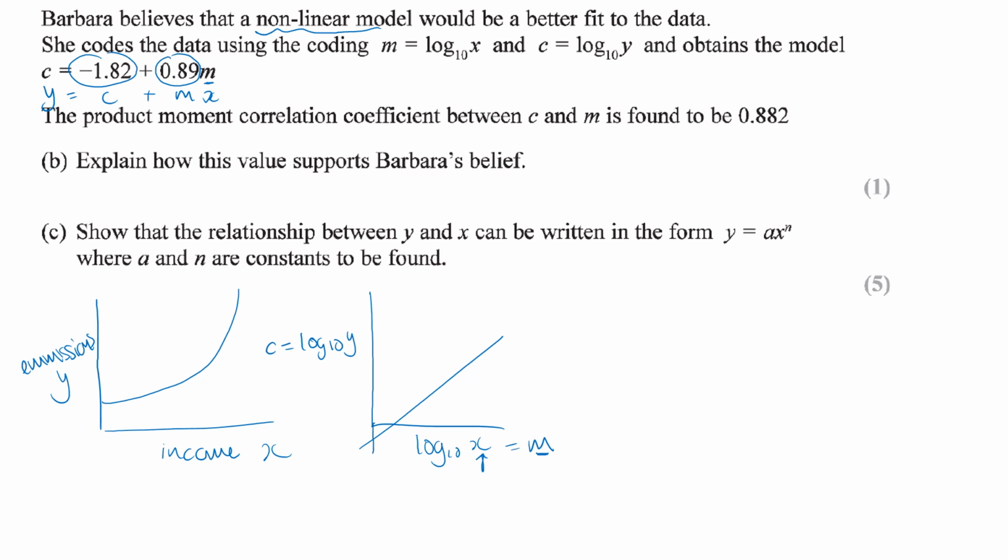So when she's done that, she's found that the product moment correlation coefficient between these two variables, which are the ones she's taken the log for, is now 0.882. So that's saying when she gets the scatter, the points lie close to that straight line because we've got a product moment correlation coefficient that's even higher than we had before. So explain how this supports Barbara's belief. It's further evidence of positive correlation.